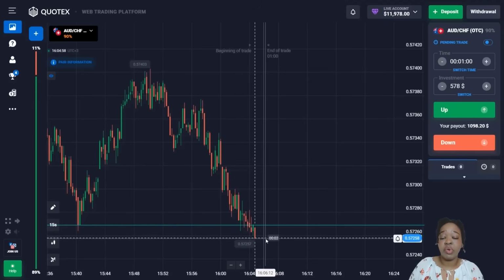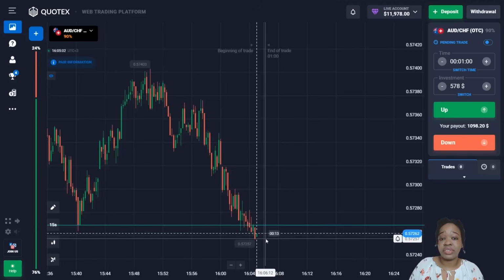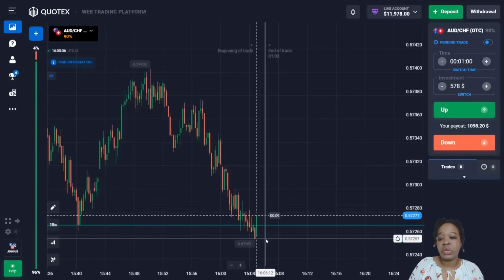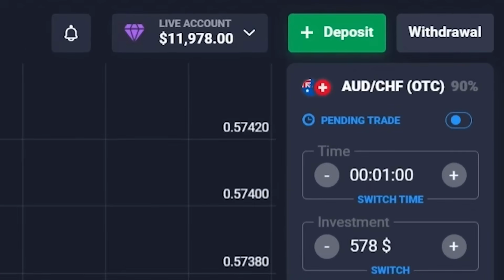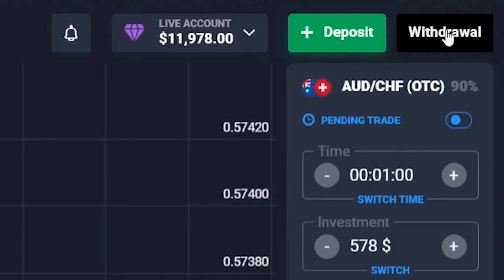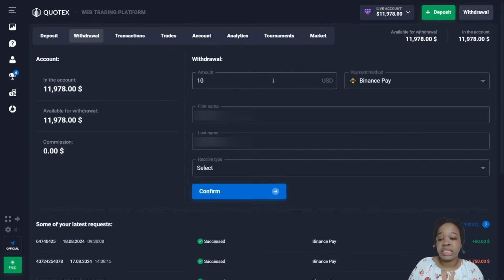Meanwhile, you can see I have almost $12,000 as my deposit, and since I managed to achieve my task for today, I'm going to leave an application for withdrawal. So I'm going to press the withdraw button in the upper right corner for this. Immediately after that, I'm going to enter the withdrawal funds menu.